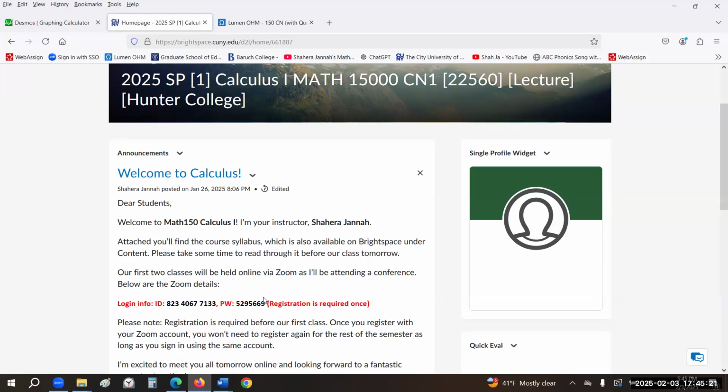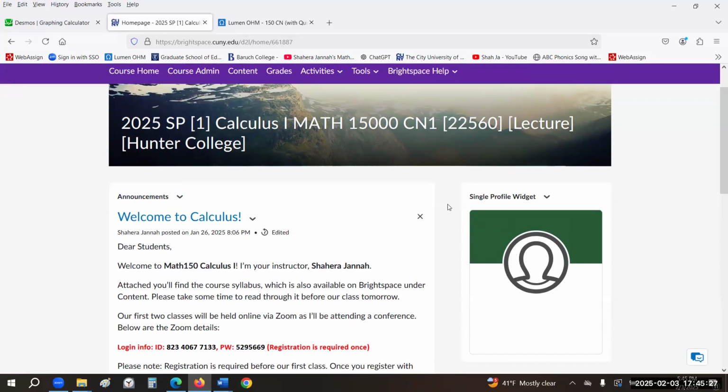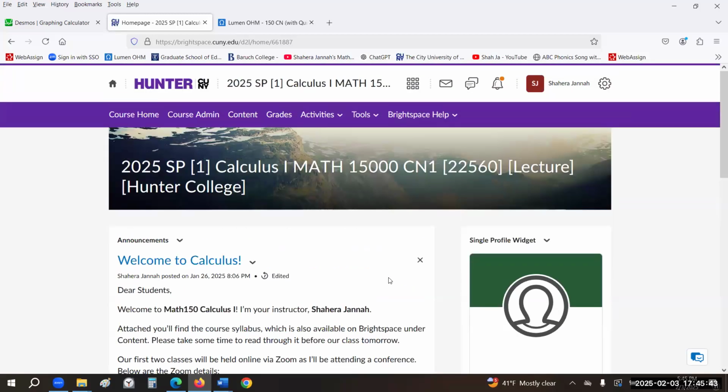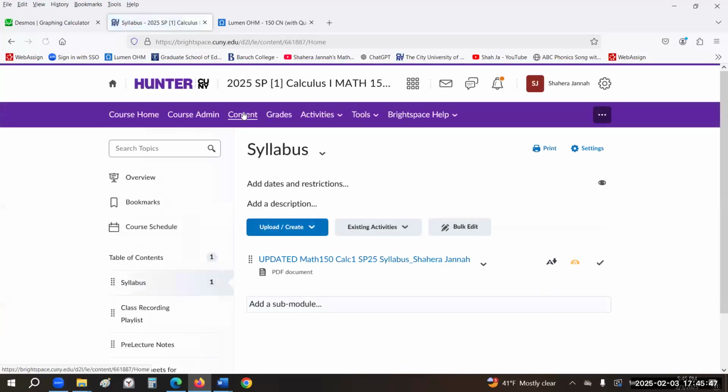So it's better to always check your Brightspace announcement and also email. Sometimes I can't access my Brightspace, so when I cannot access, I can actually send you the email from CUNY first. So either I'm going to email you, or I'm going to send as an announcement whenever I have something to tell you.